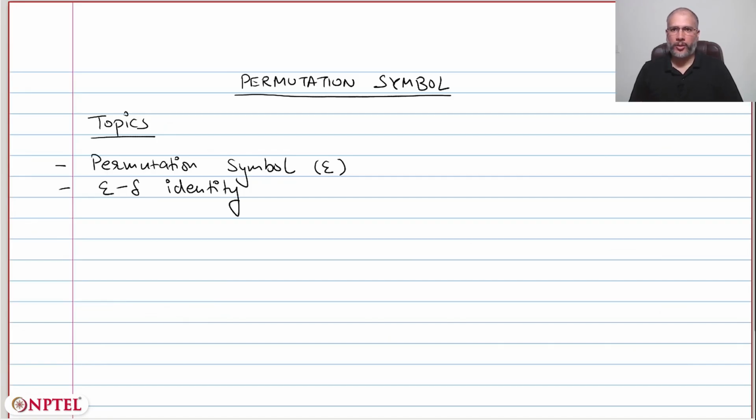So today in this lecture we'll be talking about two topics. The first one is the permutation symbol. We'll be defining the symbol and learning how to use this in tensor algebra. And we'll also be talking about the epsilon-delta identity, which is known as one of the most important identities in a course in the foundations of continuum mechanics. So let's start with the definition of the permutation symbol.